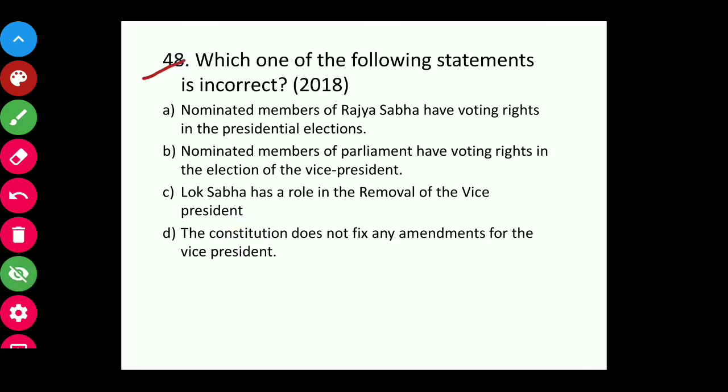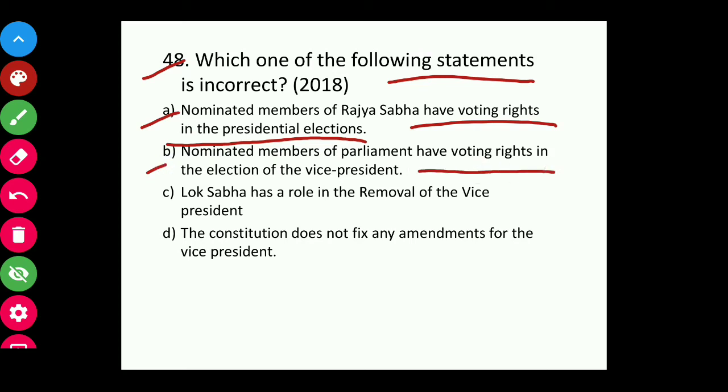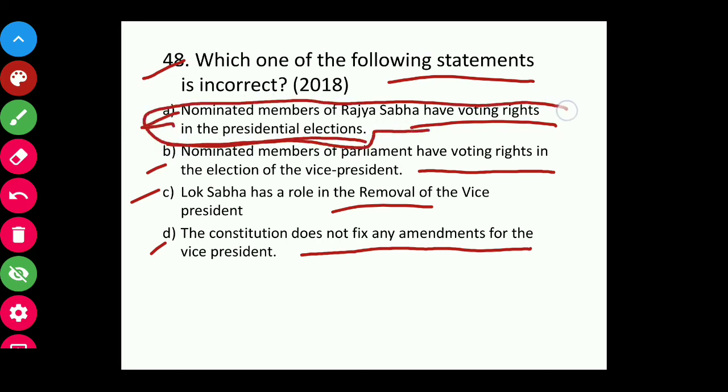Number 48. Which one of the following statements is incorrect? A. Nominated members of Rajya Sabha have the voting rights in the presidential elections. B. Nominated members of the parliament have voting rights in the election of the vice president. C. Lok Sabha has a role in the removal of vice president. D. The constitution does not fix any qualifications for the vice president. So the answer is A. Nominated members of the Rajya Sabha have voting rights in presidential election. So this statement is incorrect.